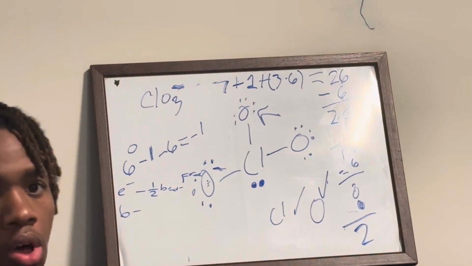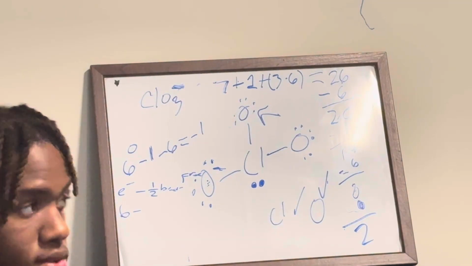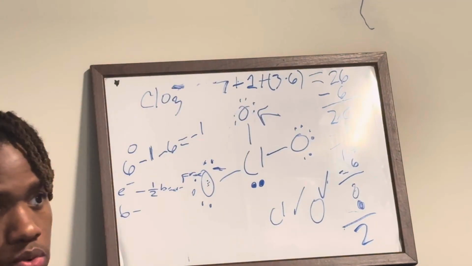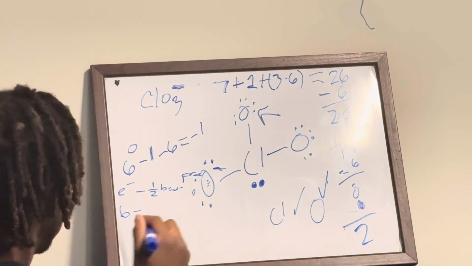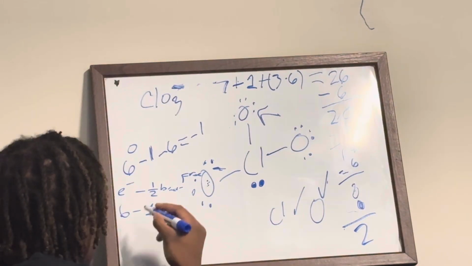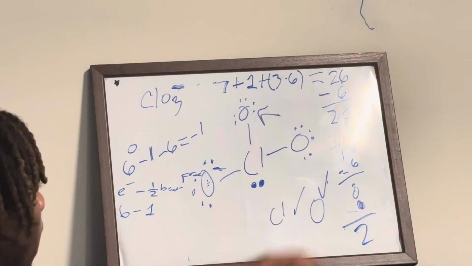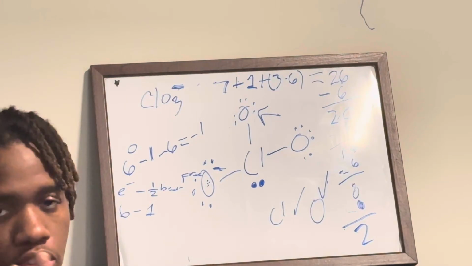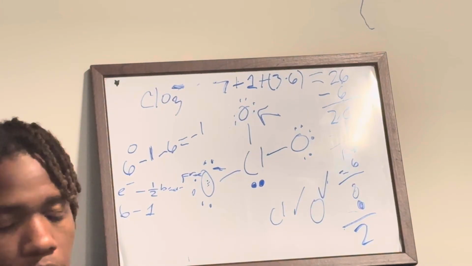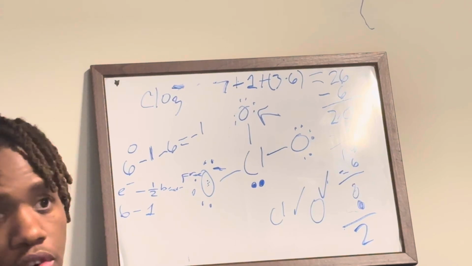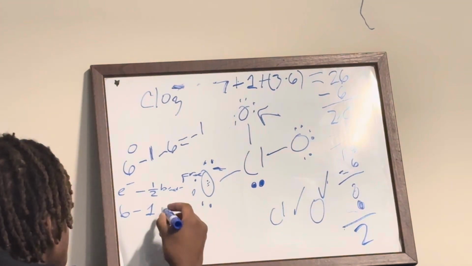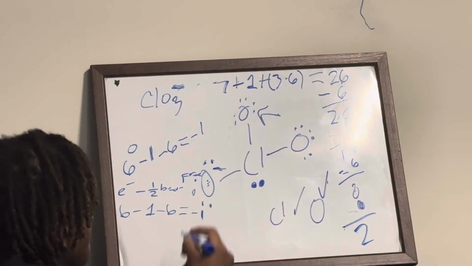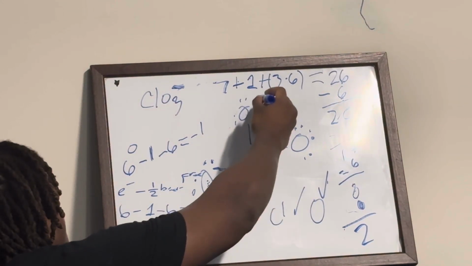minus 1/2 the electrons of its bonds, which is, it has 1 bond, 1/2 of 2, it's 1 electron. Minus 1 electron, minus how many dots it has, or lone pairs, but lone pairs are 2, so if it has 3 lone pairs, then times 2, so that's 6 electrons that are free. Minus 6 electrons is equal to -1, and this one also gets a negative.